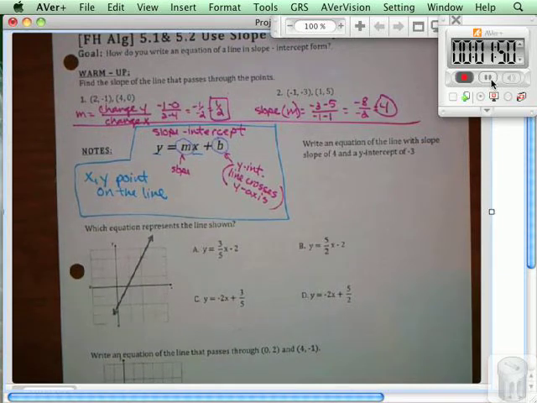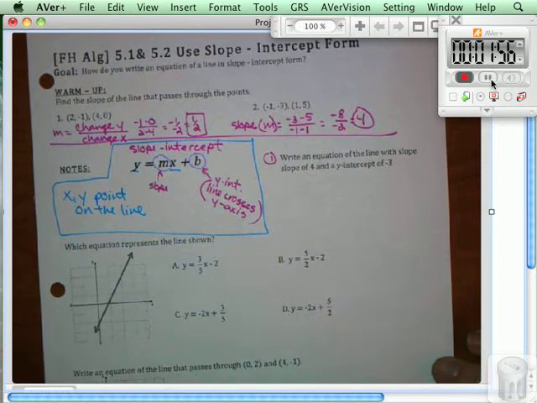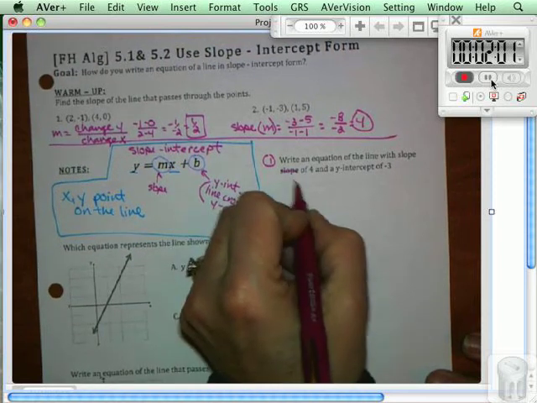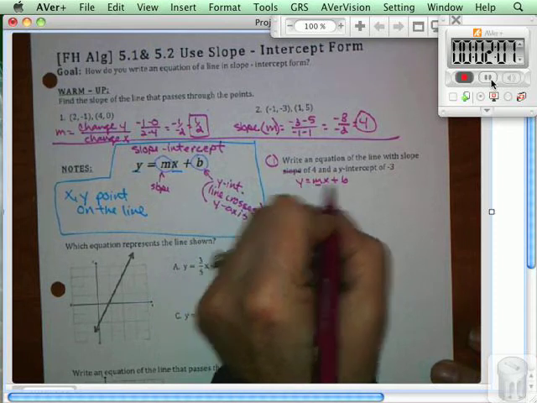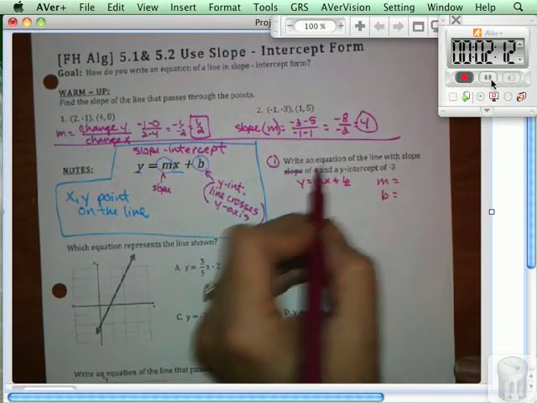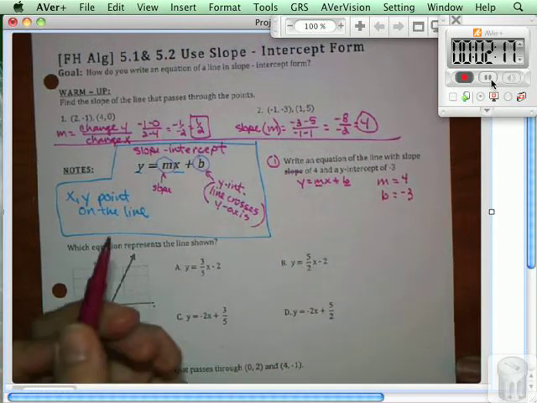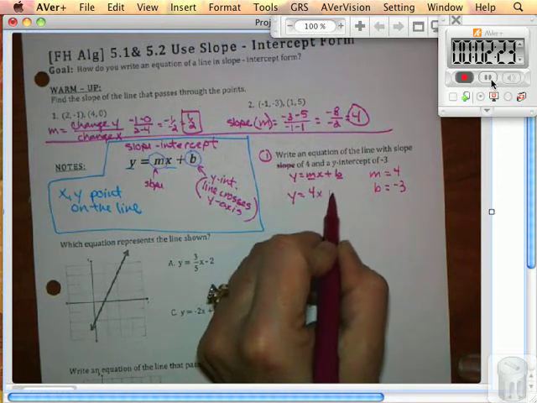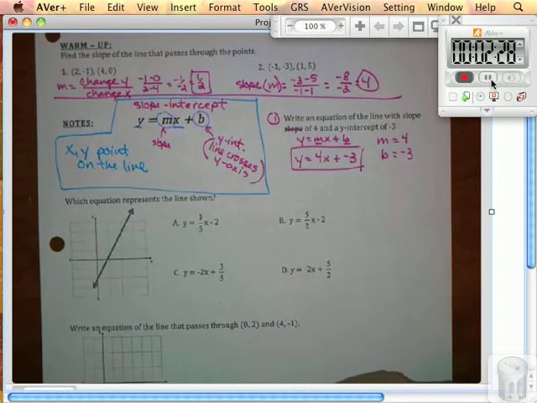That information right there. The first thing you have to do is write an equation of a line with the slope of 4 and a y-intercept of -3. Anytime you have to write an equation of a line, you need m and b. So I'm just going to write m equals, b equals. It tells me right here that the slope is 4 and the y-intercept, the b, is -3. I have what I need to write the equation. I just substitute in the slope and the y-intercept, and I'm done. And yes, you can write that as 4x minus 3 if you want to.